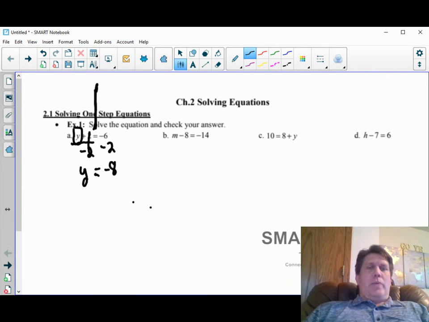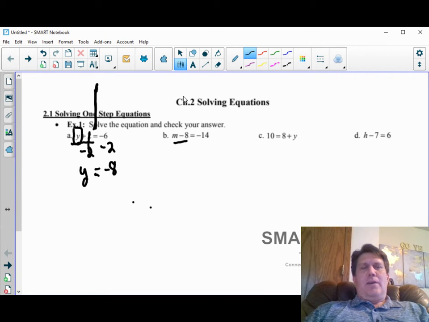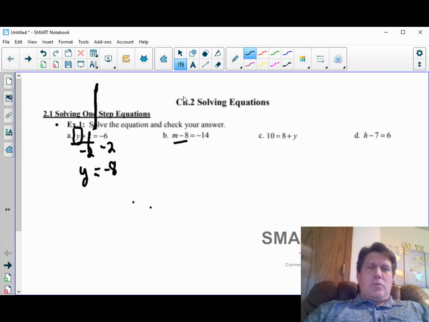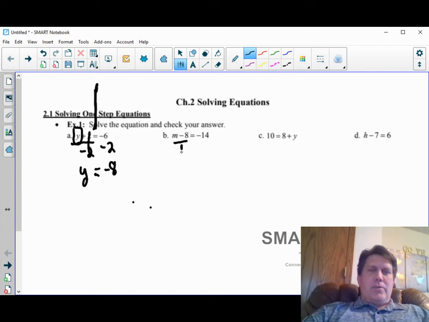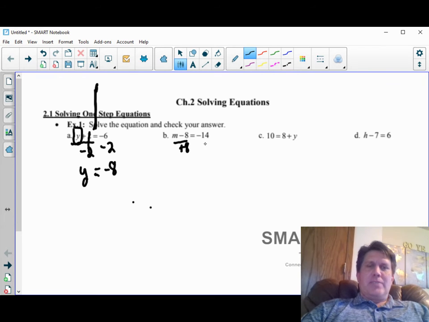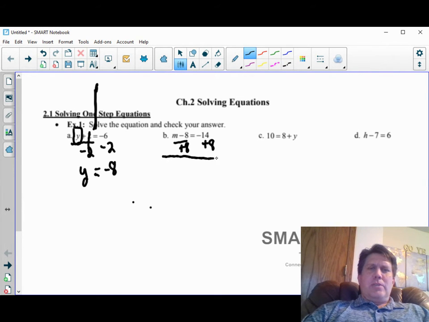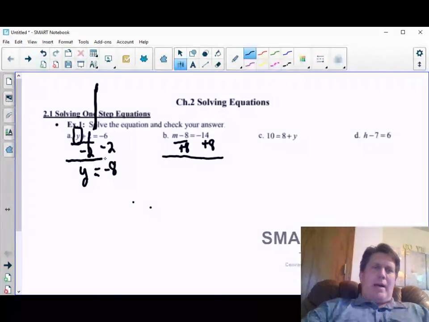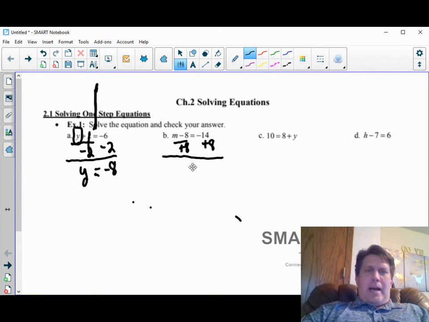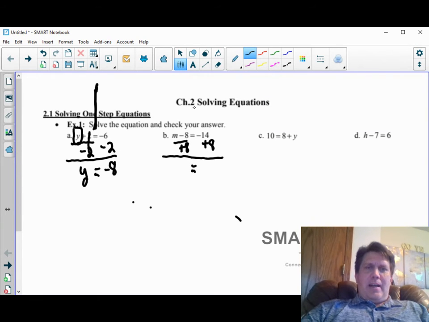Okay, the next one, we have an m minus 8 over here. So we're trying to get the variable m by itself. So we have to think to ourselves, what do we need to do, the inverse? We have to add 8 to the left side and add 8 to the right side. Now, I usually draw a line. Over here, I didn't draw a line last time, but I usually do. I try to keep my equal sign in line with the other equal sign, so straight down there. So that helps me know there's two different halves.